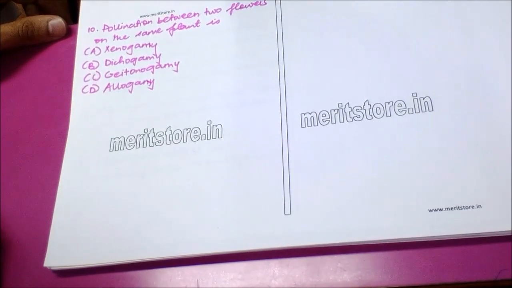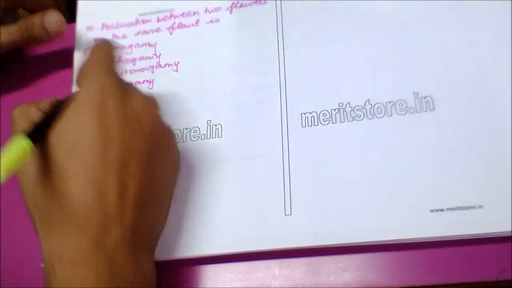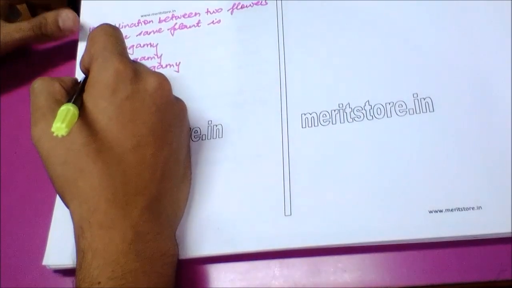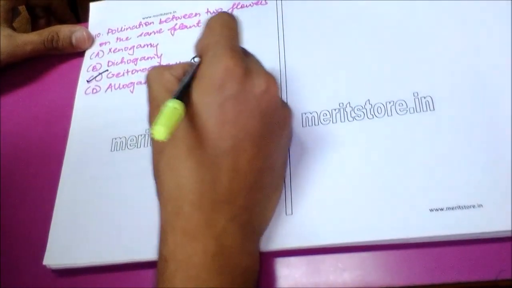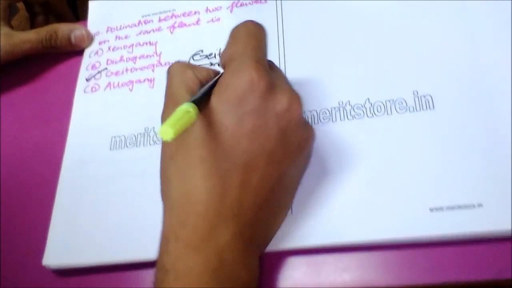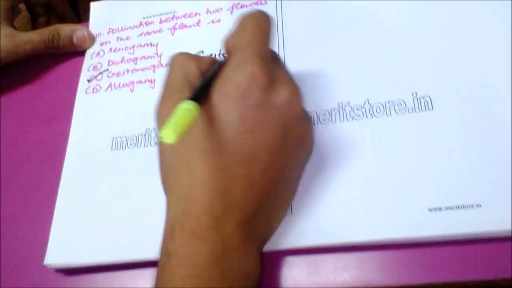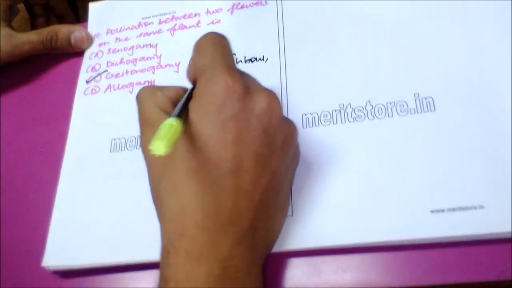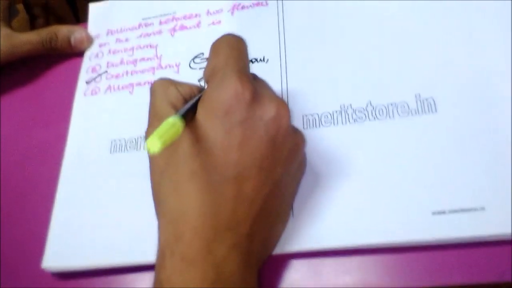Pollination between two flowers on the same plant is option A, xenogamy, option B, dichogamy, option C, geitonogamy, and option D, allogamy. The answer to this question is option C, which is geitonogamy, where geiton refers to a neighbor, while gamos refers to marriage.